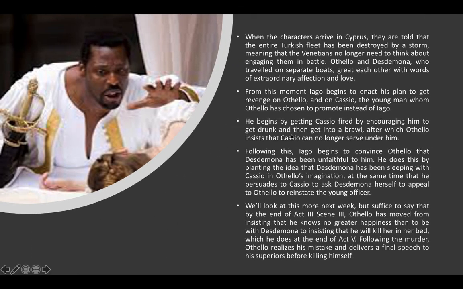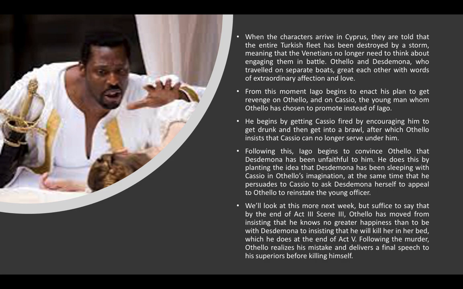Okay, so from this point on, as I've said, Iago begins to enact his plan in order to get revenge on Othello and on Cassio, who is the young person whom Othello has chosen to promote instead of Iago. And again, we can go into this in a bit more detail next week, but there is a lot of critical debate about what precisely Iago's motivations are, whether they make any sense at all, why he does what he does, whether he's consumed by a racist hatred of Othello, whether he's just pure evil, whether he's a psychopath, whether he just does it for kicks. We'll talk about that more next week when we look at Othello and Iago's relationship. But just briefly, to get to the end of the play.